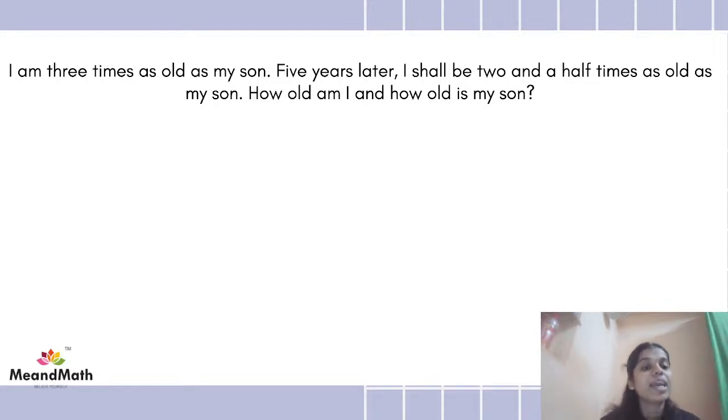Now the next question. I am 3 times as old as my son. 5 years later, I shall be 2.5 times as old as my son. How old am I and how old my son is? This is the question. Okay. So, first we can take their ages, right? Let the age be X and the son's age be Y.